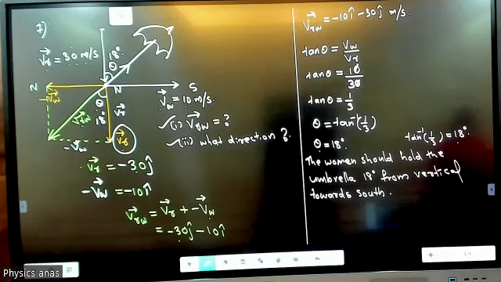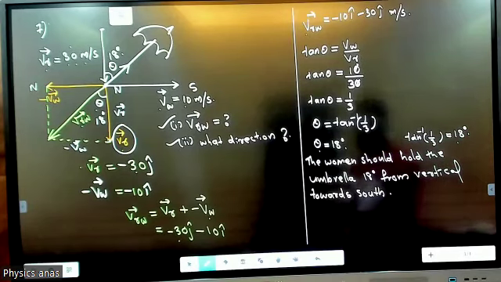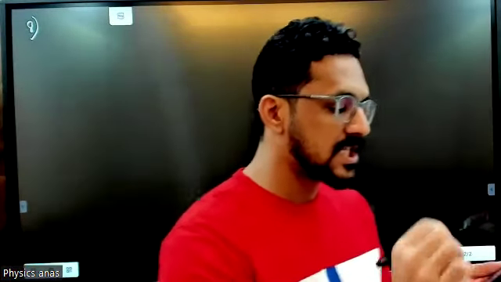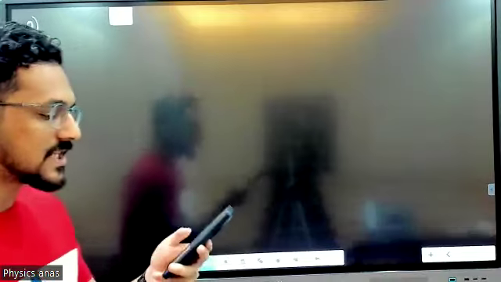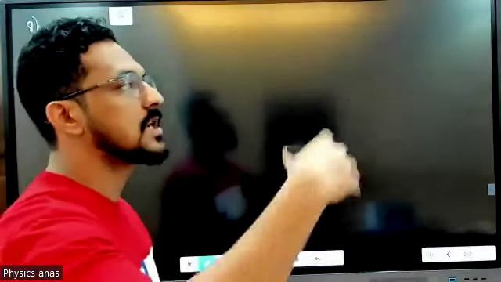The next question, that is question number 8. That's a similar question actually. Question number 8: A river 800 meter wide flows at the rate of 5 kilometers per hour.